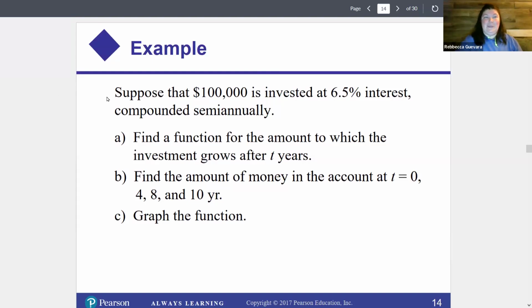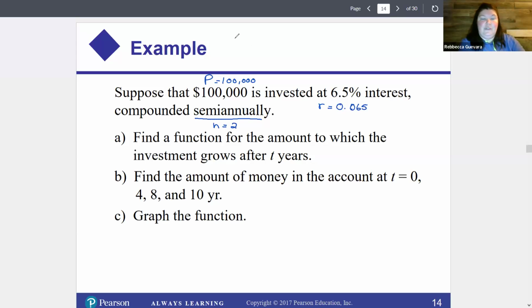So for our first example, suppose that we have $100,000 and we're going to invest it at a 6.5% interest rate. So this is going to be my R, and R is 0.065, because we're always going to use that rate as a decimal. This is my P, my principal. This is what I initially started out with, and I'm investing it at this rate. And we are going to compound semi-annually, meaning that N is going to be 2.